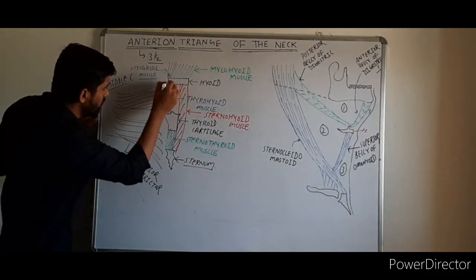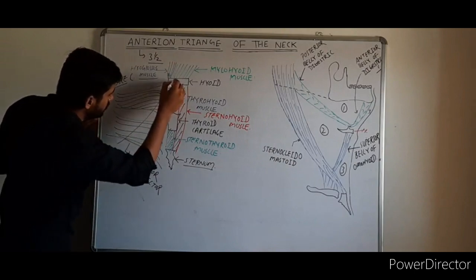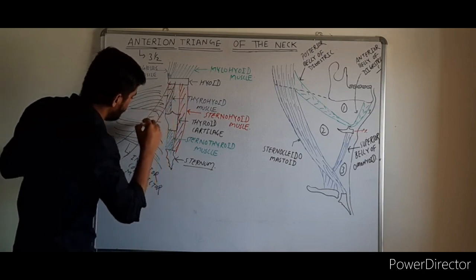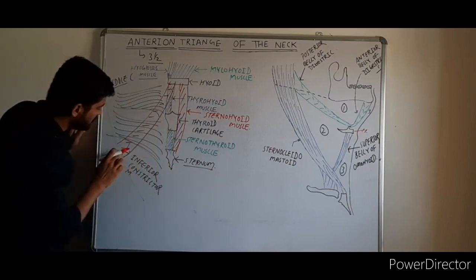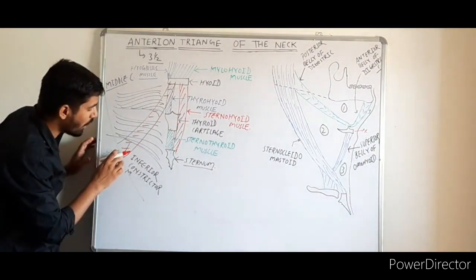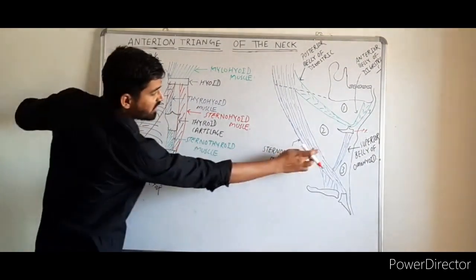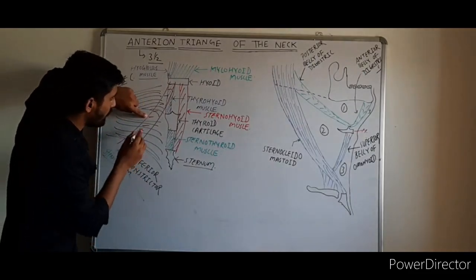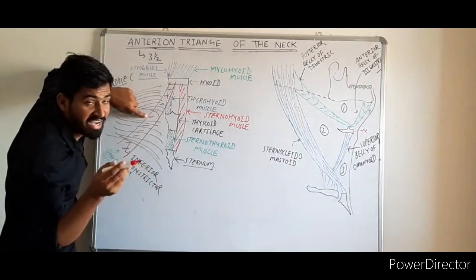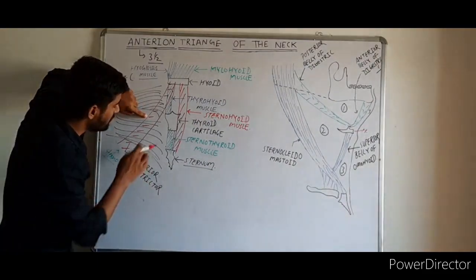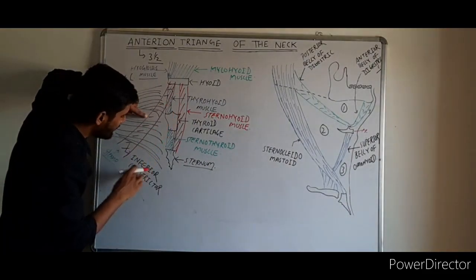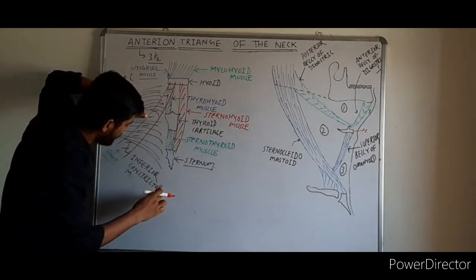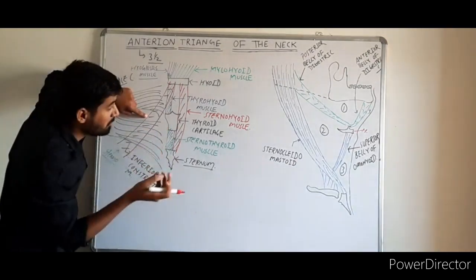So from here, this red color, this is what? The superior belly of omohyoid. These muscles, same, the superior belly of omohyoid. Now you tell me, when we write the floor of the muscular triangle, this area is the muscular triangle. From here to this, all of this is the muscular triangle.